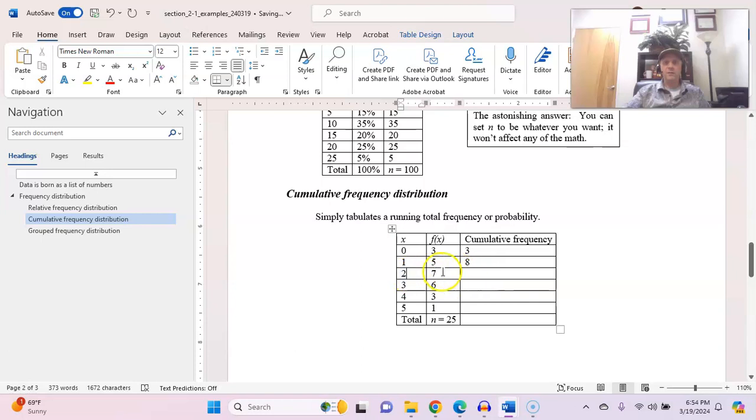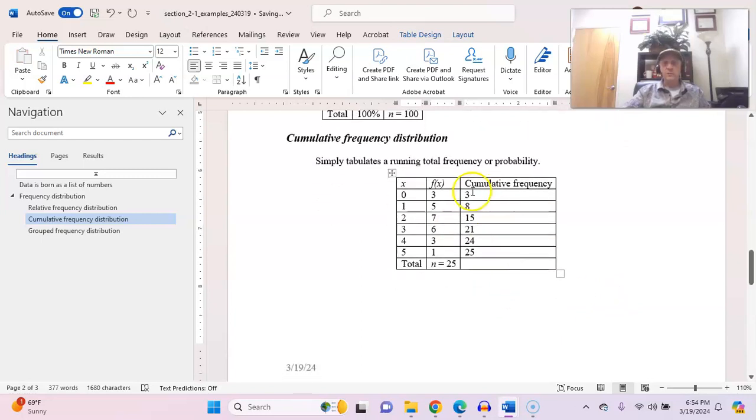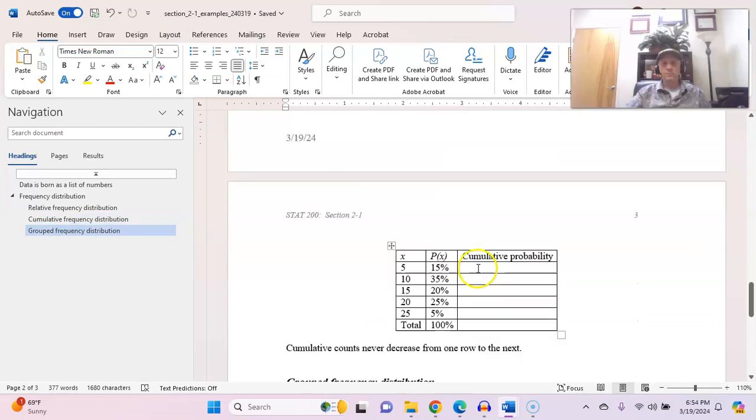And then if we add the 2s, we would have to add 7 of the 2s for a total of 15 values in the list up to that point. And then there are some 3s. There are 6 of them. 21 numbers in the list so far, 24 values up to that point, and 25 values by the time we're done. So you can see that the cumulative frequencies have to grow. You could never have a 3 here and then 8 here and then a 5 here. No, a cumulative frequency can't go down because it includes everything below it and then adds more content to it.